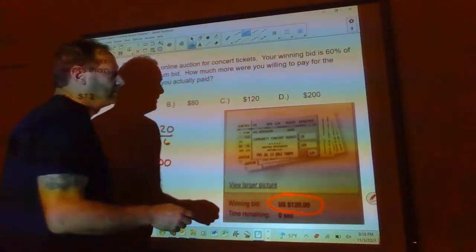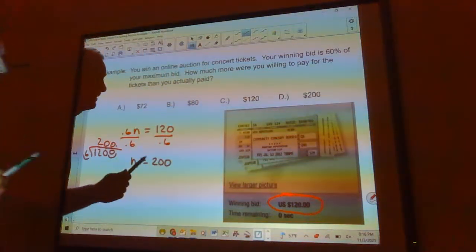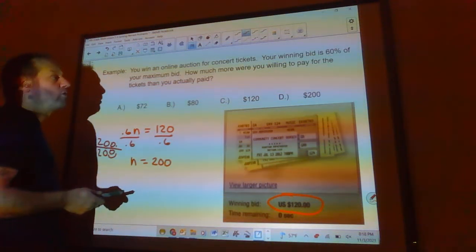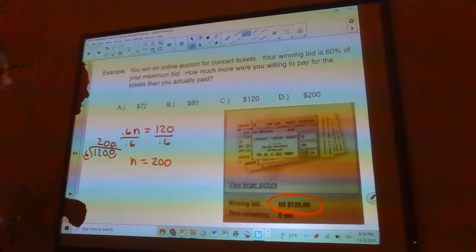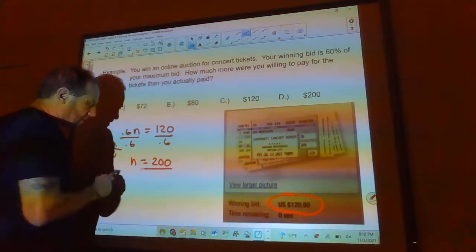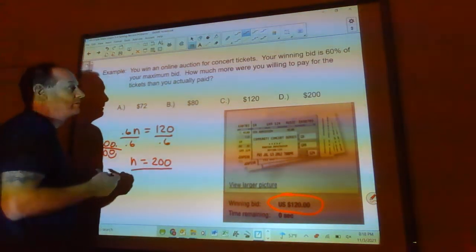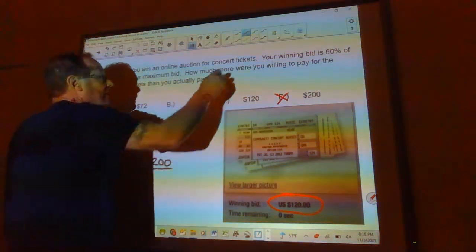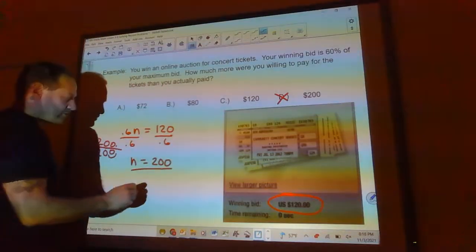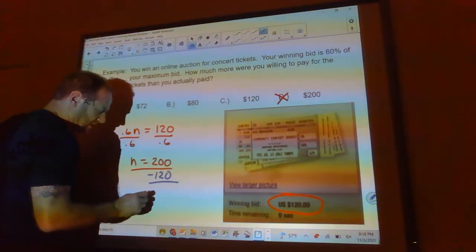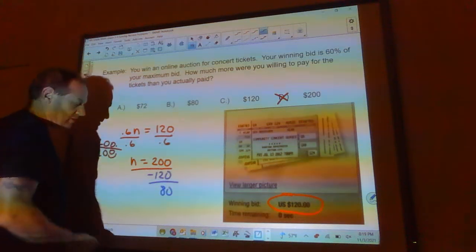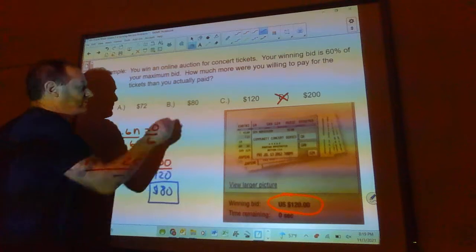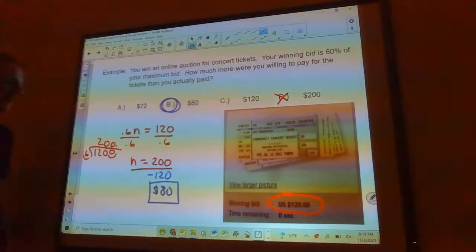Now, that is not the answer to the question. It is not D. Okay, because it doesn't answer the question. So it didn't say how much you were willing to pay. It says how much more were you willing to pay than you actually paid. So you were willing to pay $200. Okay, so we know that's not going to be the answer. Now, you actually paid 120, so we're going to subtract 120, which means you were willing to pay another 80 bucks if you had to for those tickets. The answer is B, $80.